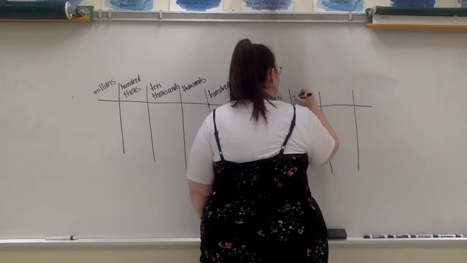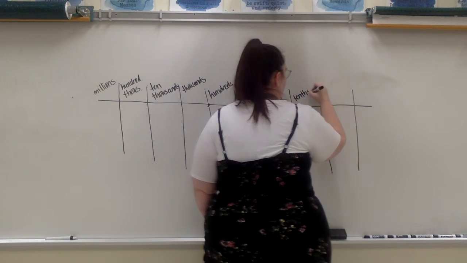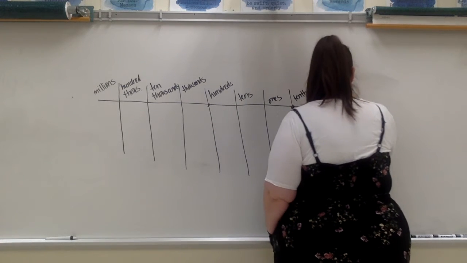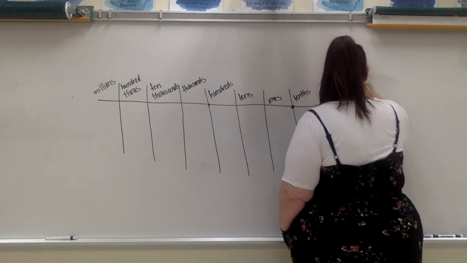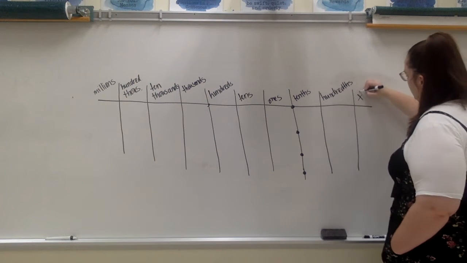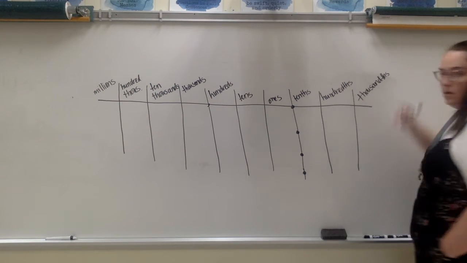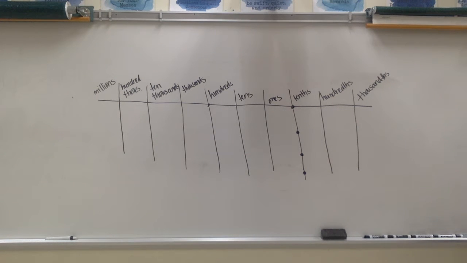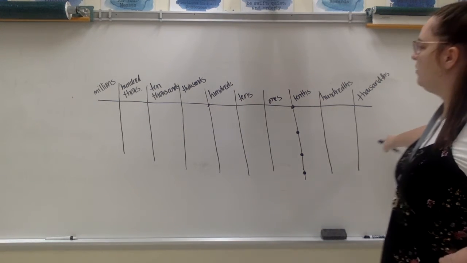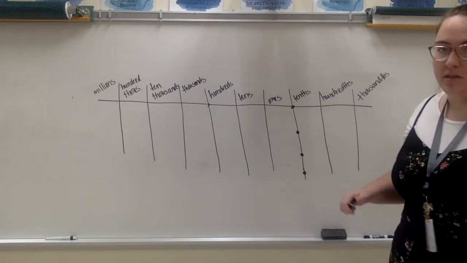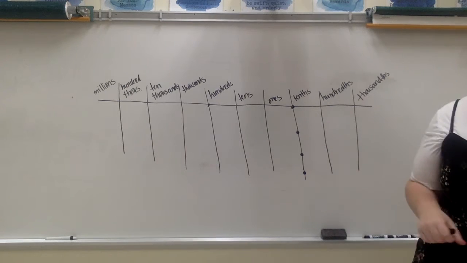Ones, tenths, hundredths, and then thousandths on the very end. We're only going up to thousandths. Okay, but it could continue on. It could go to 10,000s, 100,000s, and so on, but we're going to go to thousandths. So this will help us to read numbers and to also find the actual place value of a number.